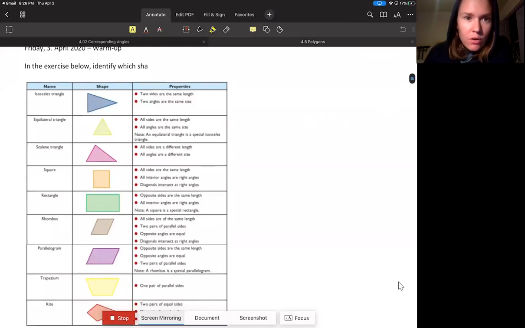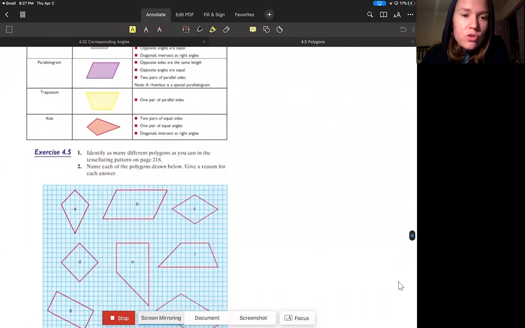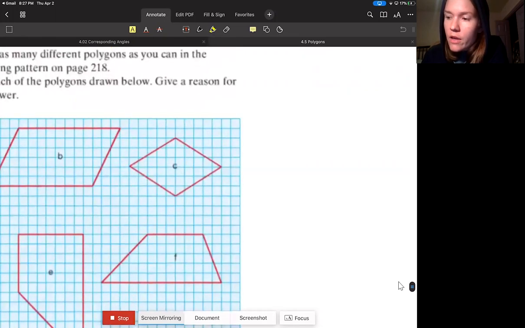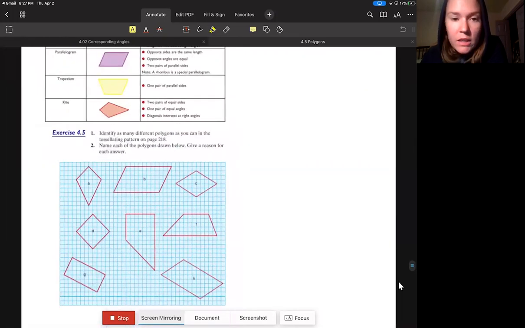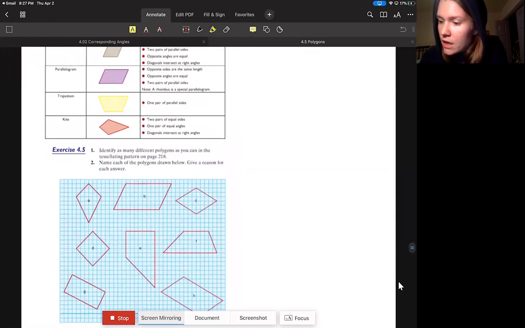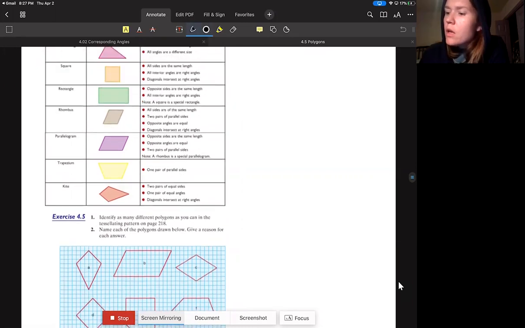So here is that chart from your books that you need to use when you're trying to identify all of the different polygons here. Okay, so identify as many as you can in the tessellating pattern on 218. Tessellating pattern just means this grid here. Okay, great.